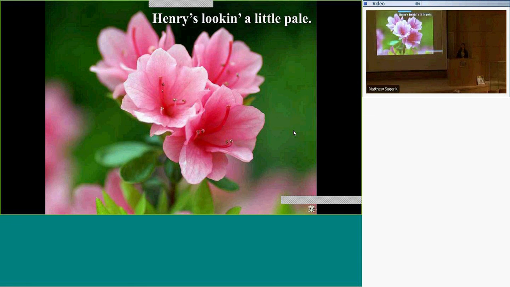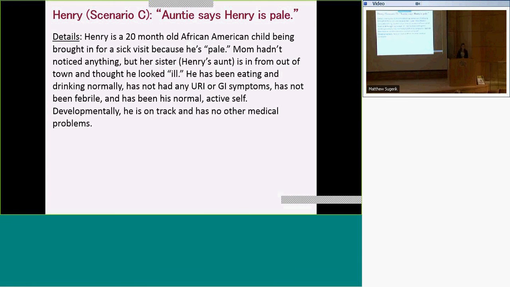Cool. Now Henry's pale. So he's 20 months old, he's African American. Aunt showed up and said he looks sort of ill. He's been eating and drinking fine. He doesn't have any sort of URI or GI symptoms. He's not been febrile. He's totally normal. Developmentally, he's on track. Here are his vitals. What do you think?